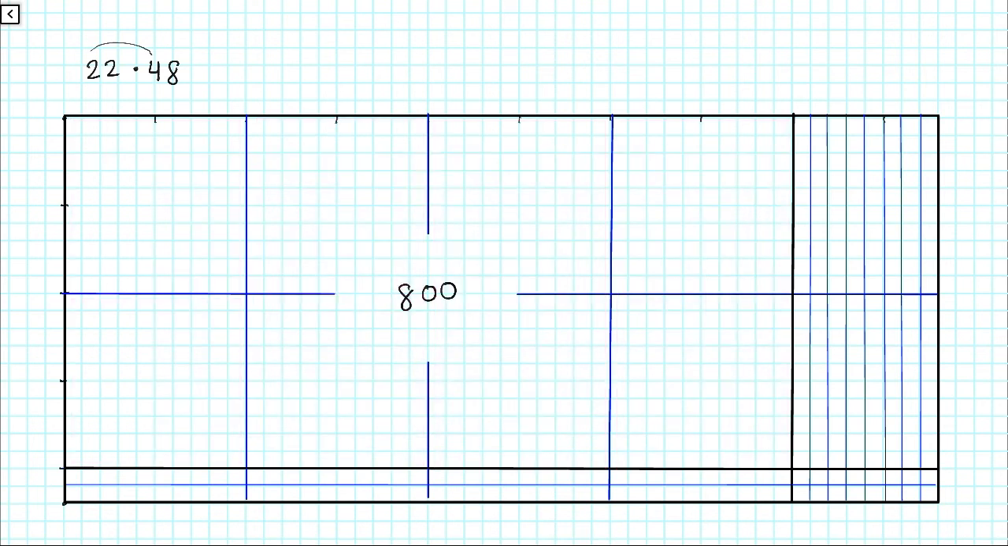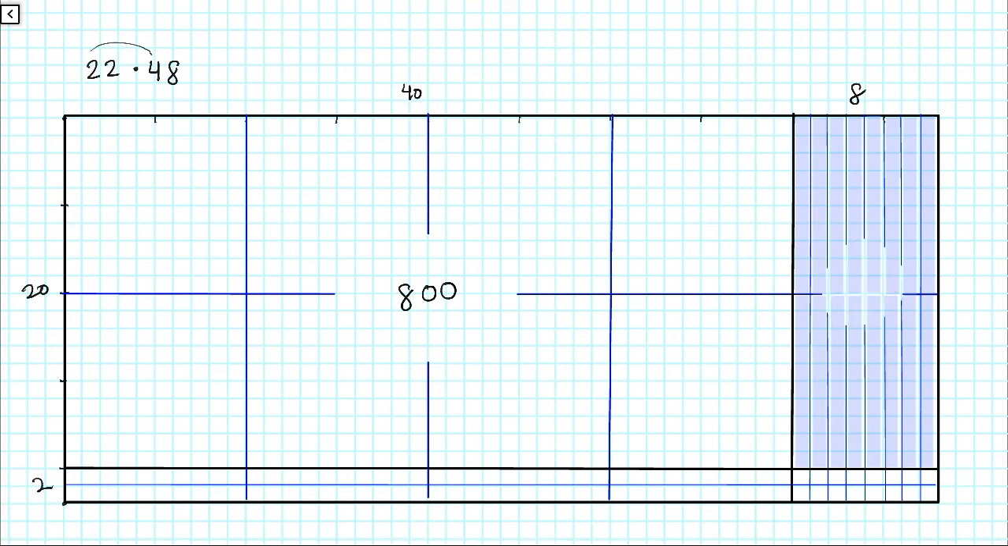Now this piece here is 40 and 8, this is 20 and 2. Each one of these strips is a strip of 10. How many strips of 10 do I have? I have 8 times 2 strips of 10. There's 8 strips across and 2 strips stacked on top of each other. So there's 8 times 2 tens, and 8 times 2 is 16, so there's 160 here.